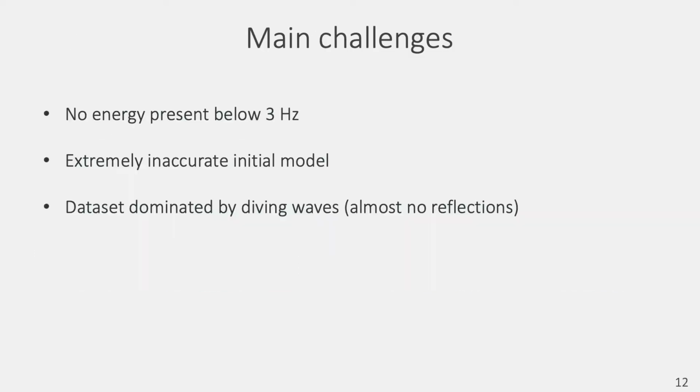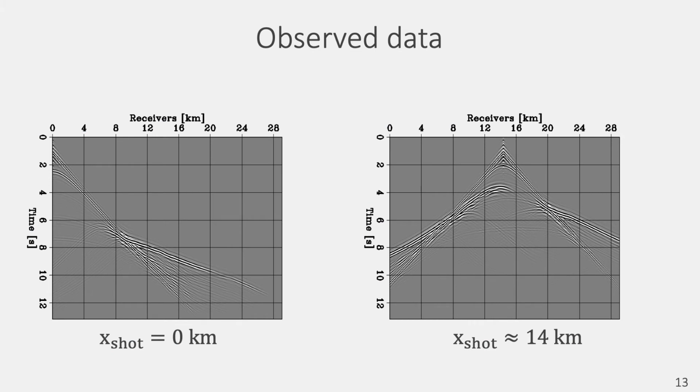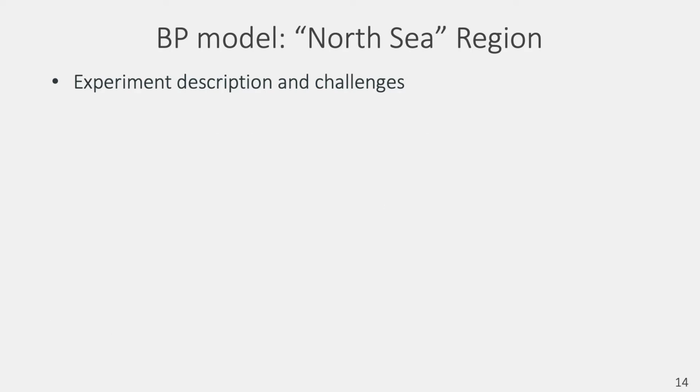The third challenge stems from the fact that our dataset is mostly composed of diving waves with very little reflected energy, which we know is very useful for our method to update the low wave number content in the model from the start. Moreover, as you can imagine, these diving waves are initially completely cycle skipped. These panels show two representative shot gathers for sources placed at 0 km and 14 km respectively, and they're mostly dominated by refracted energy.